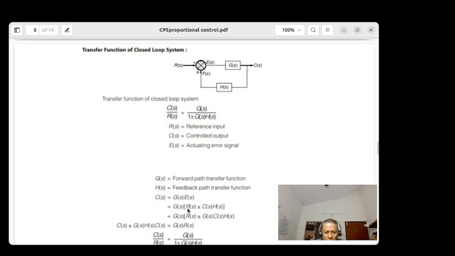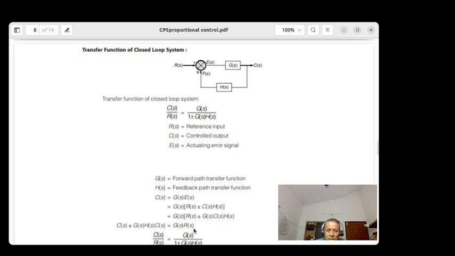And G of s into R of s, if the error is 0, G of s into R of s is equal to plus G of s into C of s into H of s. So C of s by R of s, finally you can arrive at the value: the transfer function C of s by R of s is equal to G of s by 1 plus G of s into H of s. This is known as the transfer function of a feedback system.